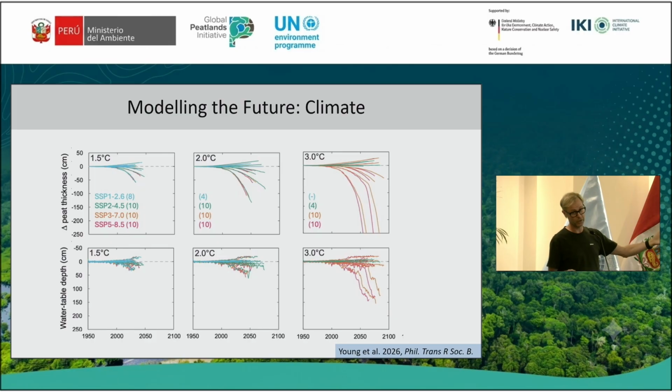And this is all unsurprisingly related to the water table depth. If the water table depth goes down, we lose the carbon. And this paper will be out next month.